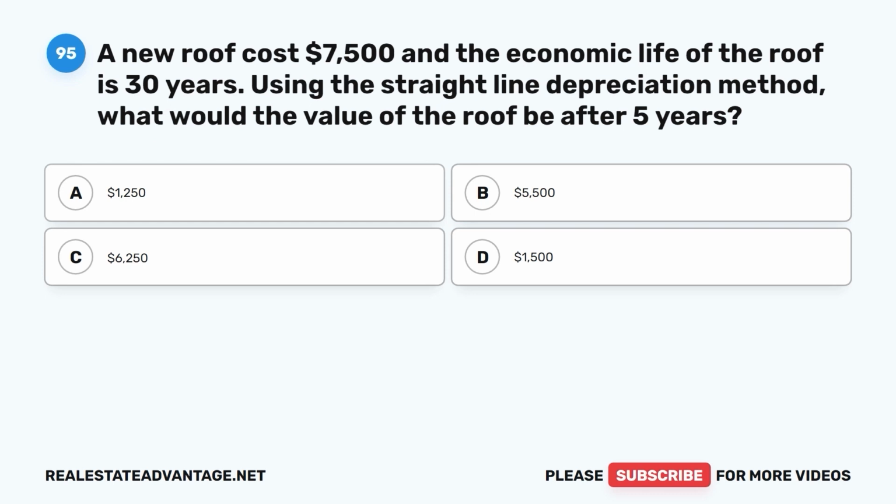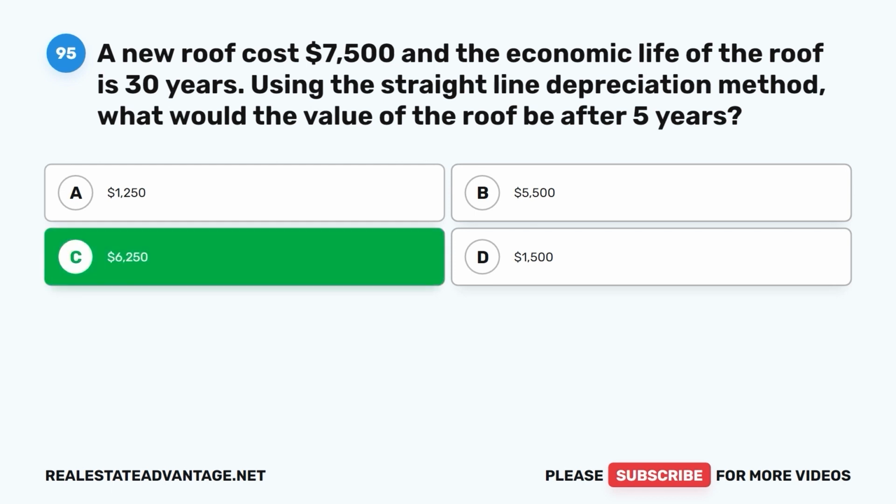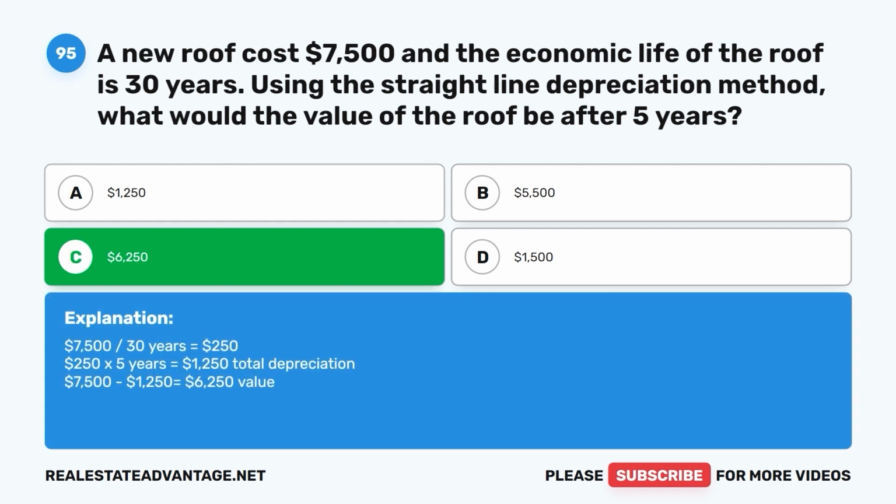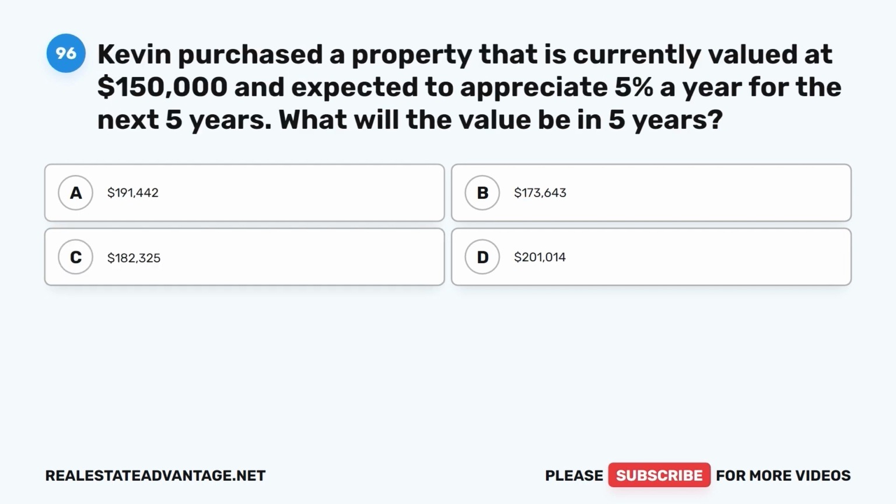Using the straight line depreciation method, what would the value of the roof be after 5 years? A. $1,250. B. $5,500. C. $6,250. D. $1,500. The correct answer is C. $6,250. $7,500 divided by 30 years equals $250. $250 times 5 years equals $1,250 total depreciation. $7,500 minus $1,250 equals $6,250 value.